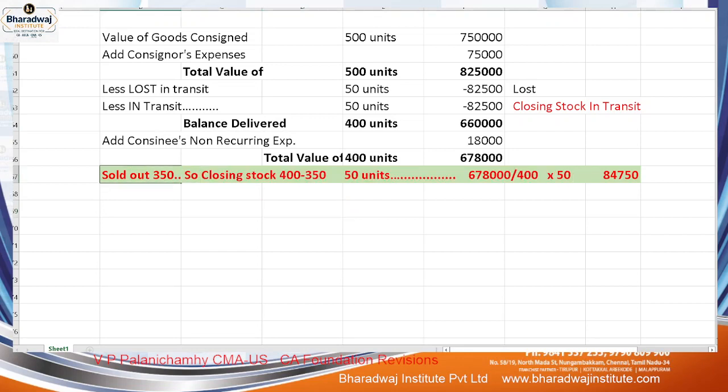Sold out 350 units. So closing stock will be how many units? 50 units. So 6,78,000 if it is for 400. What is for 50? This is closing stock with the consignee. Start the consignment account.